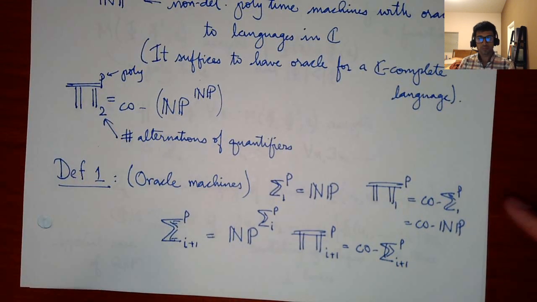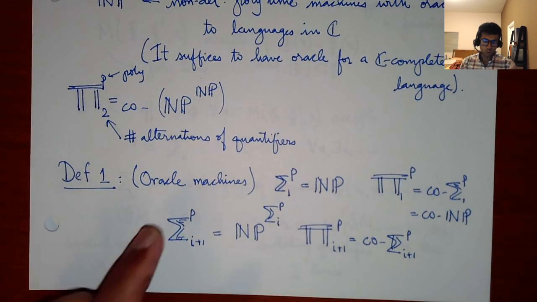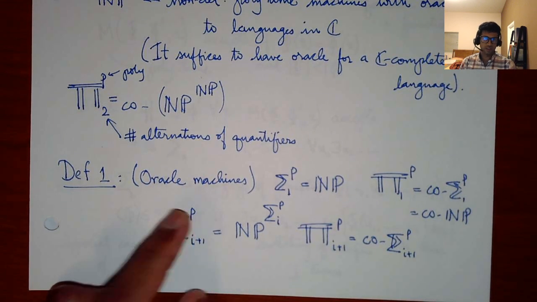There are actually many definitions of the polynomial hierarchy. So let me give you two, or actually three, of the primary ones. The first definition is through oracle machines. So it's a recursive definition.